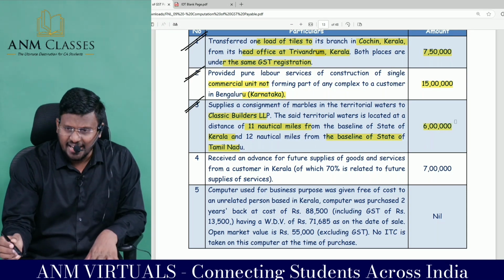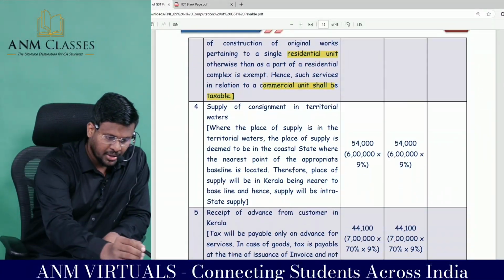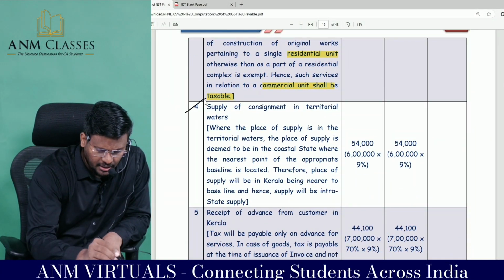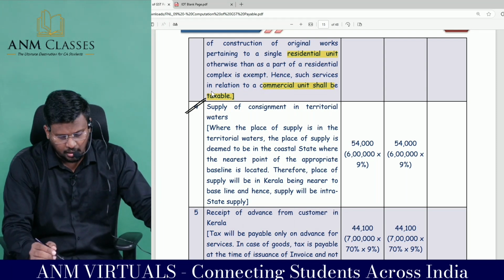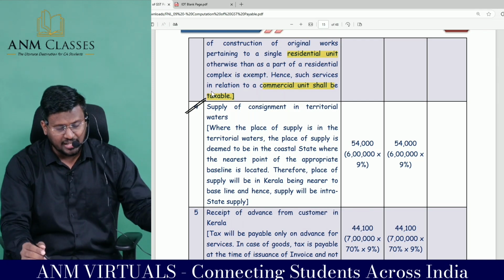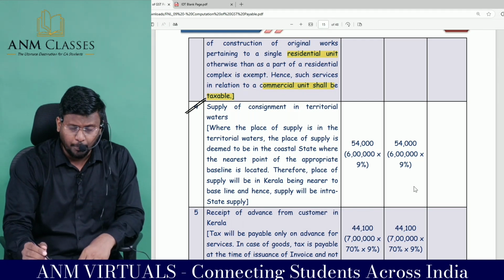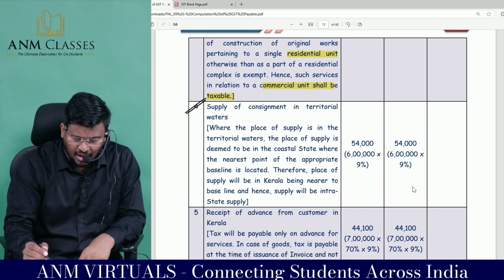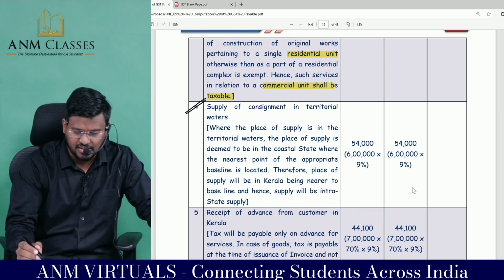So, for this 6 lakh, CGST and SGST has to be collected. Supply of consignment in territorial water, where the place of supply is in territorial water, place of supply is deemed to be in coastal state, where the nearest point of the appropriate baseline is located. Therefore, place of supply will be in Kerala, being nearer to the baseline, and hence supply will be intra-state supply.